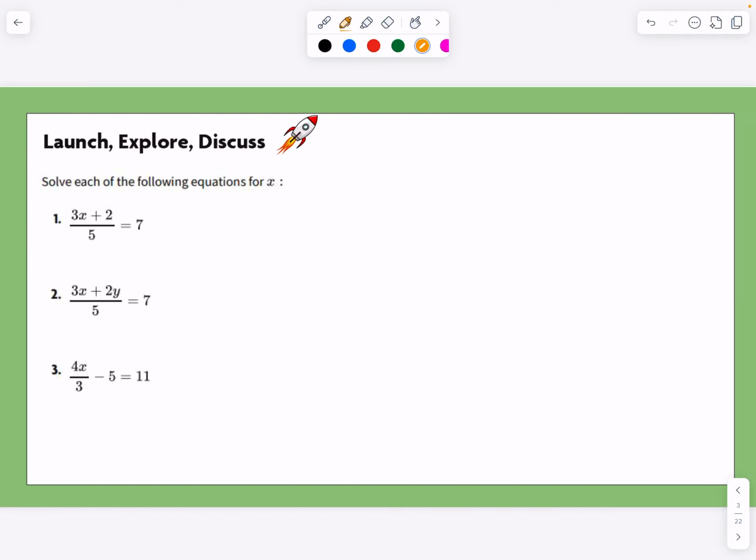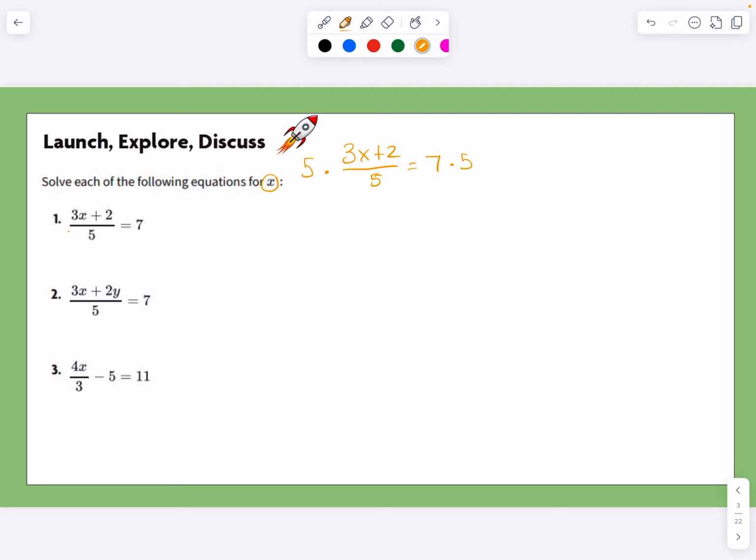So you began today's lesson with some work with solving equations for x, which required you to take a problem like this and work through it to figure out how to get x by itself. For example, in the first one, you might have had 3x plus 2 over 5 equals 7. To get that by itself, a couple things we're going to be doing, and this is what comes up in the second part of your lesson, is talking about some reasons why. So we're going to multiply both sides by 5.